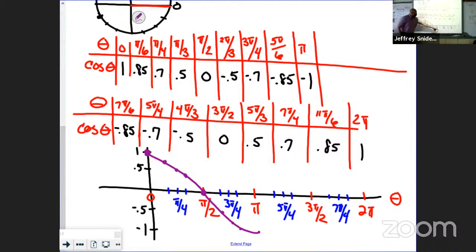And then what happens? The values do what? Repeat and go back up towards 0. So I have one right here, like this maybe. And then I've got this guy is right here. And I've got this guy is right here. And then it's back up here.